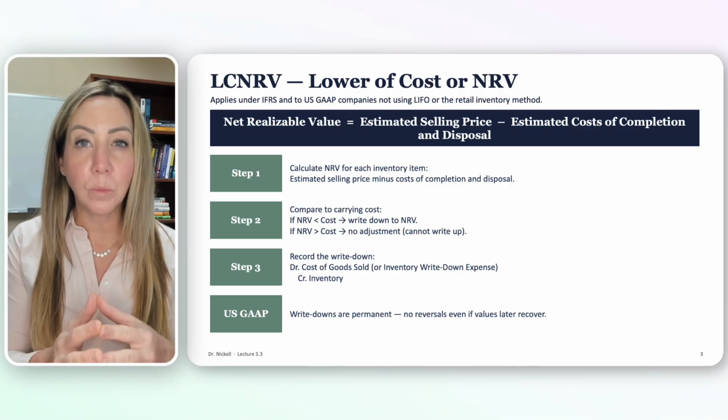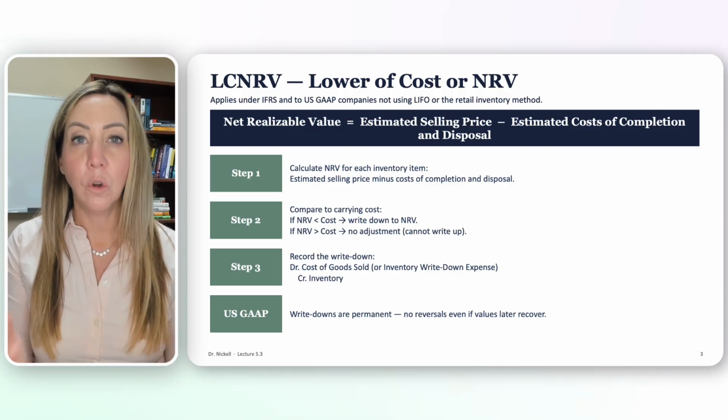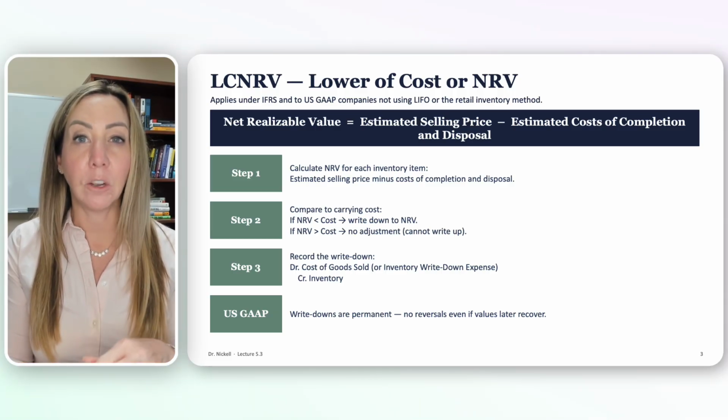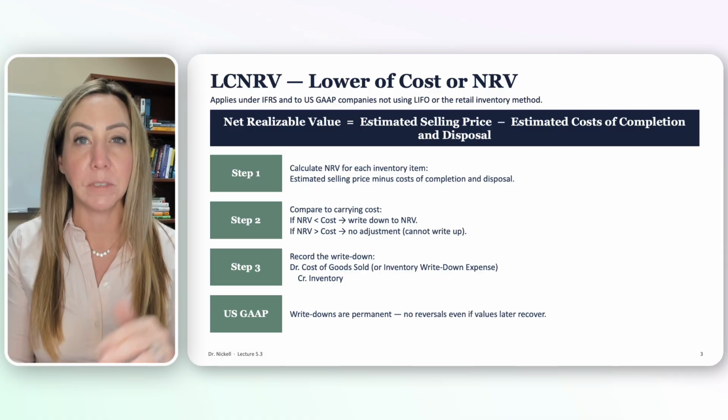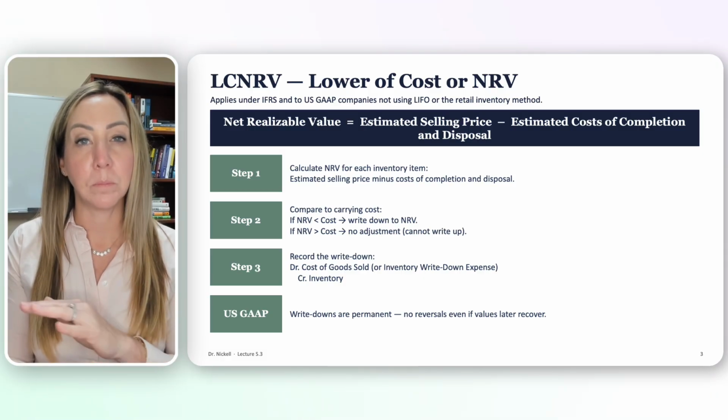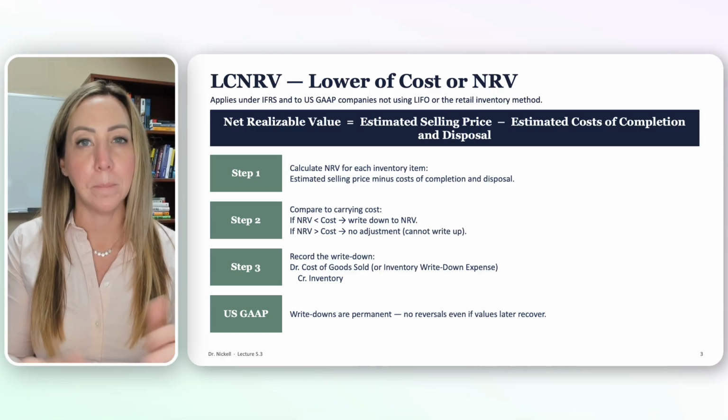The journal entry for the write-down involves a debit to cost of goods sold or inventory write-down expense and a credit to inventory. The effect: inventory on the balance sheet is reduced and a loss is recognized on the current period's income statement. Under US GAAP, the write-down is permanent. You cannot write the inventory back up, even if its value is later recovered.